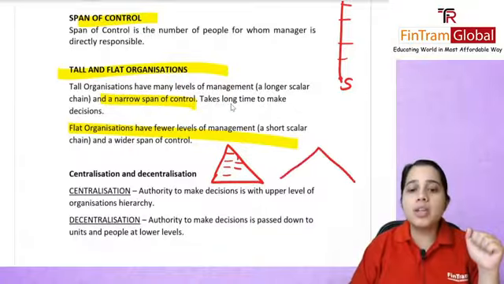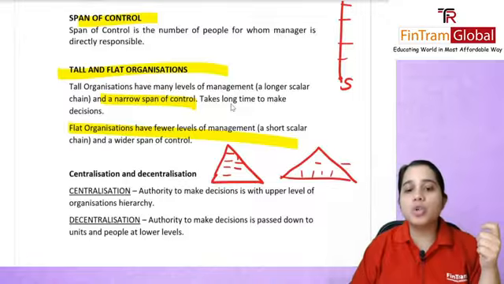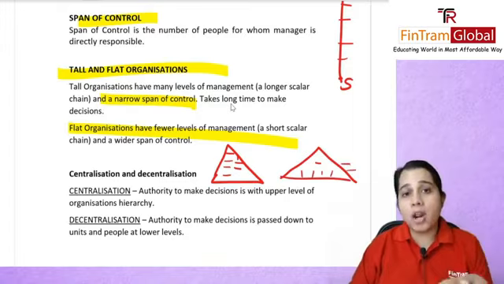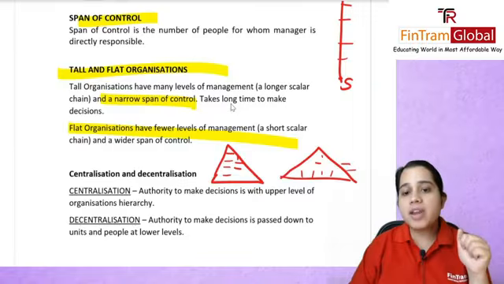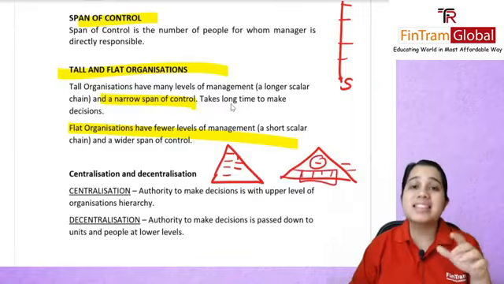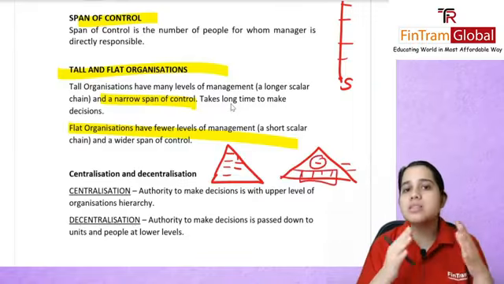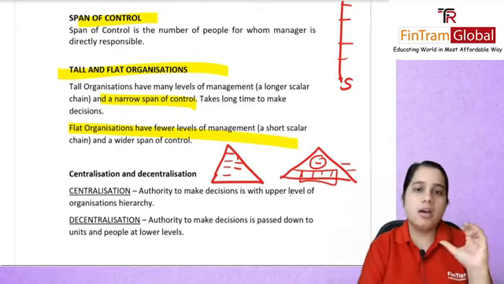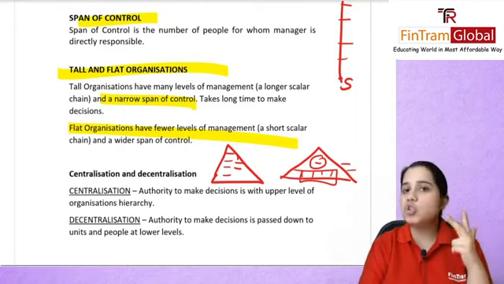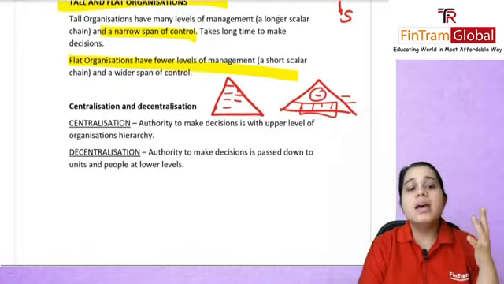However, in a flat organization, you will see that the levels are pretty much reduced, right? Only, let's say, 2 levels. So, it's a smaller scalar chain, but the span of control is wider. One person is managing so many people as compared to a tall organization. So, this is the difference and distinguishing feature between these two types of organizations.